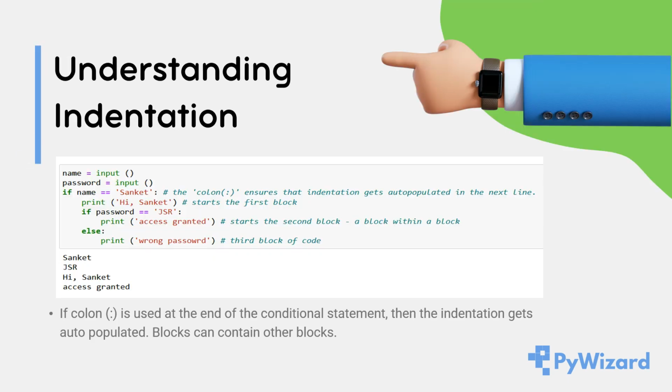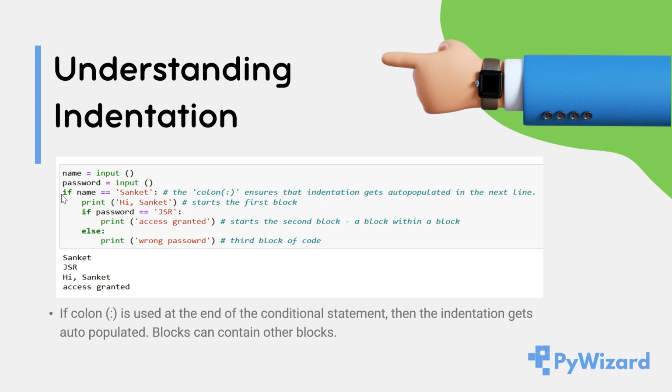Now let's understand indentation a bit more in detail. Let me show it to you with an example. Here we are defining a name variable that would take an input, so would password. Next, a condition statement starts, which says if name equal to Sanket, using the equal to operator that we read about in the last video, then print hi Sanket.